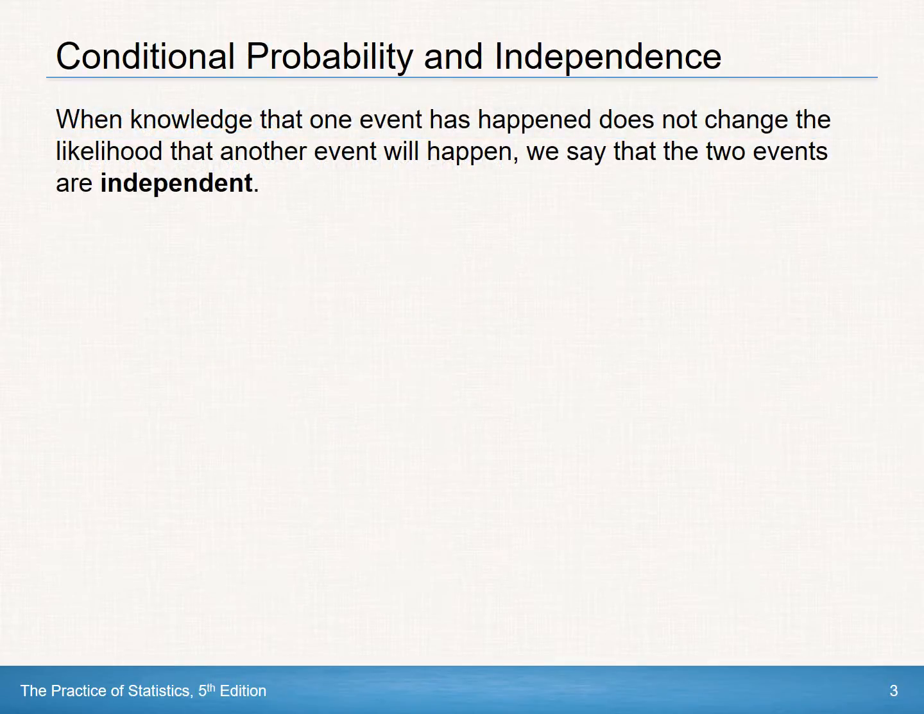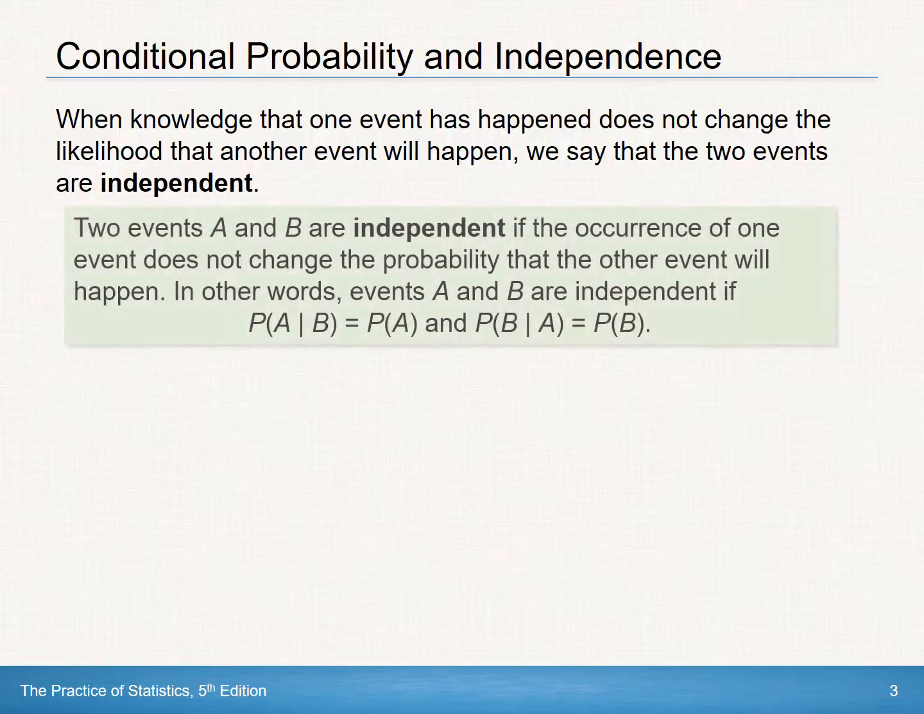So when knowledge that one event has happened does not change the likelihood that another event will happen, we say that the two events are independent. Two events, A and B, are independent if the occurrence of one event does not change the probability that the other event will happen.